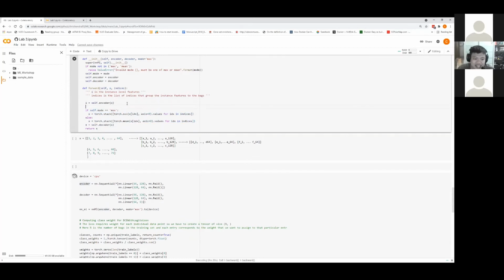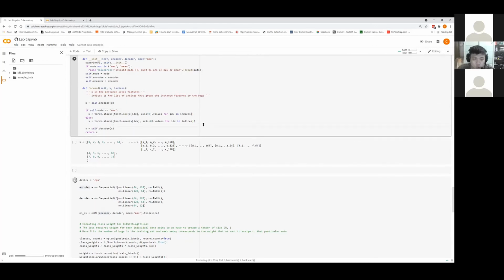Previously, when we were working with single-instance logistic regression, this encoder outputs a probability, and we just take the maximum of that probability and output that as the bag probability. But in this case, it is slightly different, because instead of outputting a number between 0 and 1, this outputs high-dimensional vectors for each instance. Then what we do is we gather all instances that belong to the same bag in this loop over here. So say we use max. Then we take the maximum across each of these features.